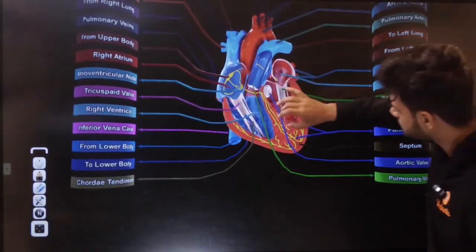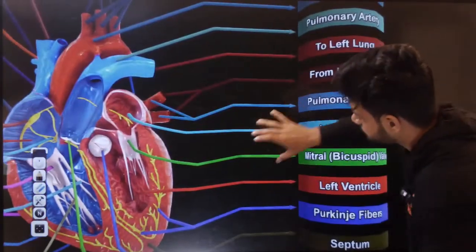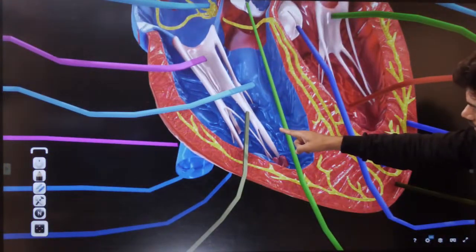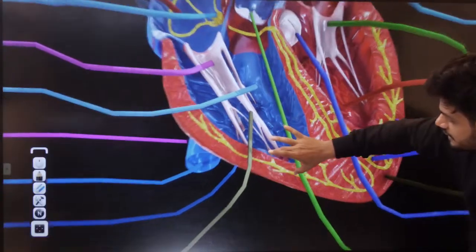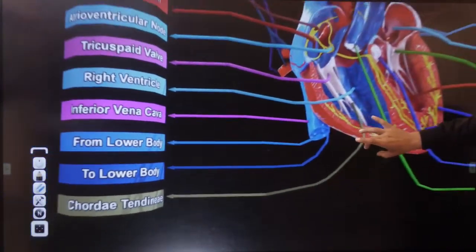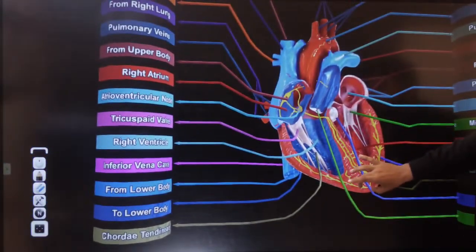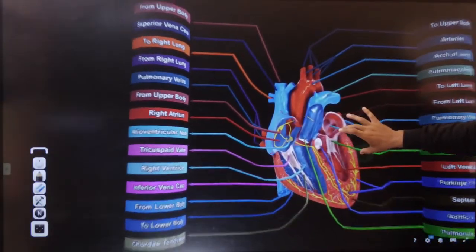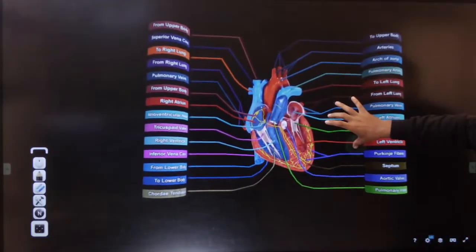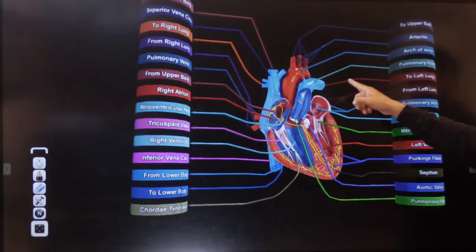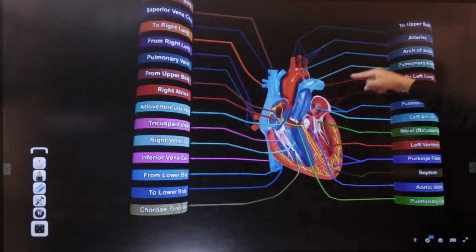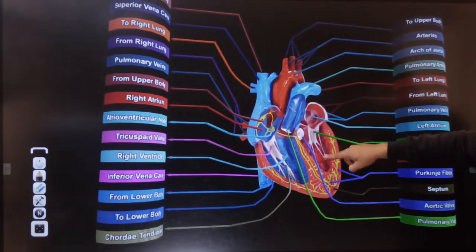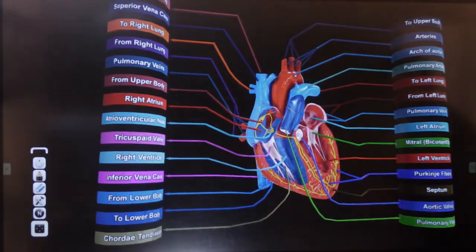Now you can see here, students, from your right ventricle we have the pulmonary artery. Can we see the pulmonary artery? Where is your pulmonary artery? Pulmonary artery is going to the lungs. Now here we can see the aorta from here.